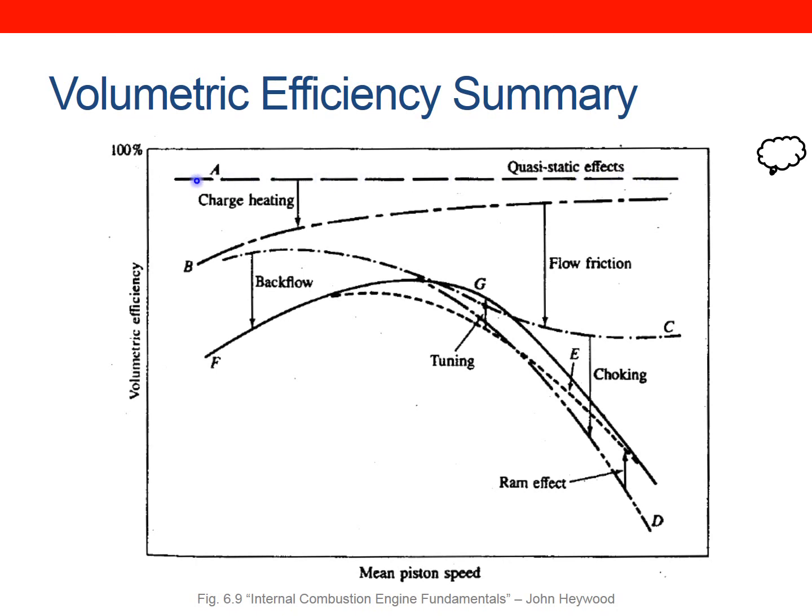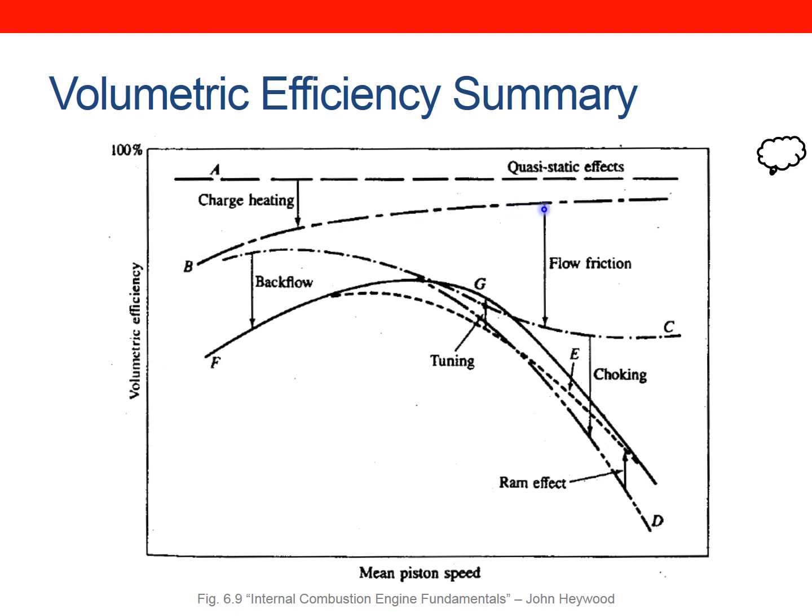What's happening here? Well, at lower engine speeds, the air has a longer residence time in all the air intake runners. So the air actually heats up as it goes into the engine. As it heats up, its density decreases, so the volume in the cylinder is less. So you'll lose in volumetric efficiency due to charge heating, and that is more pronounced at lower RPMs because of a higher residence time. So instead of having curve A, we move down to curve B.